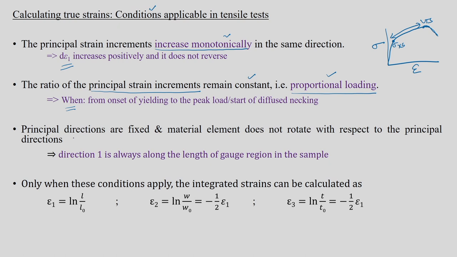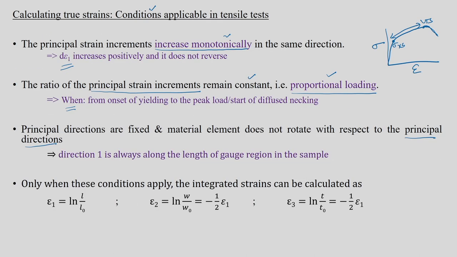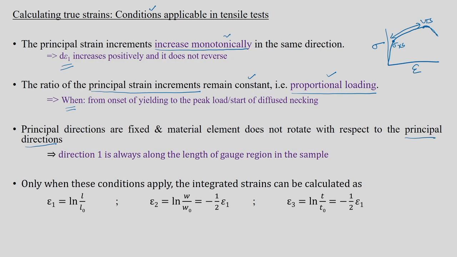Okay, so now here, the third one is, principal directions are fixed. What does it mean? That means the material element which you are actually analyzing does not rotate with respect to principal directions. That means your direction one is always along the length of the gauge region in the sample. That is why I am saying this direction is very important for us. In the previous diagram, we made direction, isn't it? So this one is always along the length, two is along the width, and three is along thickness. So there is no rotation in the material element. So principal directions are fixed.